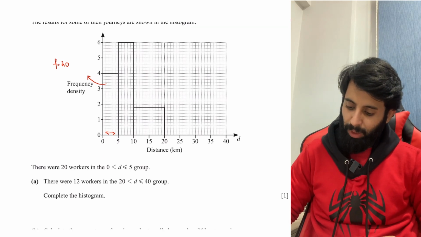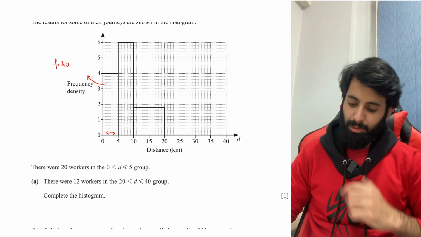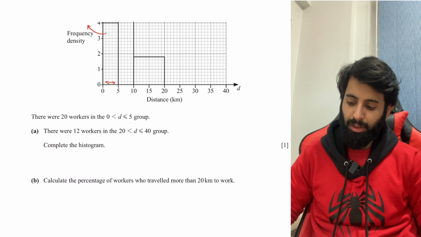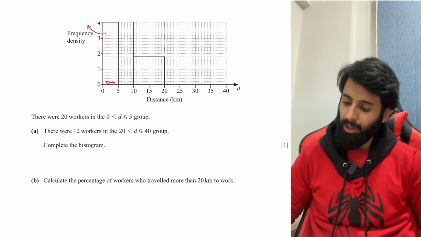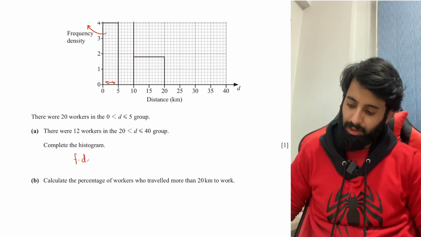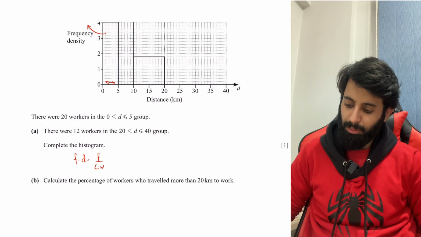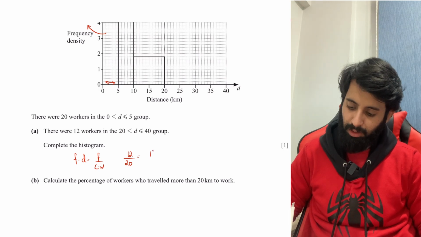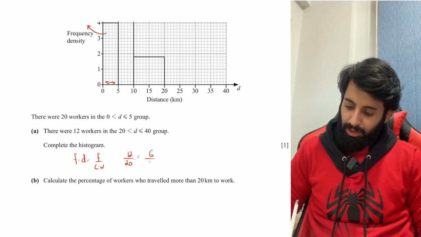Then it says there are 12 workers in the 20 to 40 group. So the question has made a big jump, and it's talking straight away about the 20 to 40 group, which is not drawn. So we have to complete the histogram. So first we'll have to calculate the frequency density, which, remember folks, is frequency upon class width. So frequency is 12, the class width is 20. So 12 upon 20 is 6 upon 10. Oh, let me write that nicely, which is 0.6.